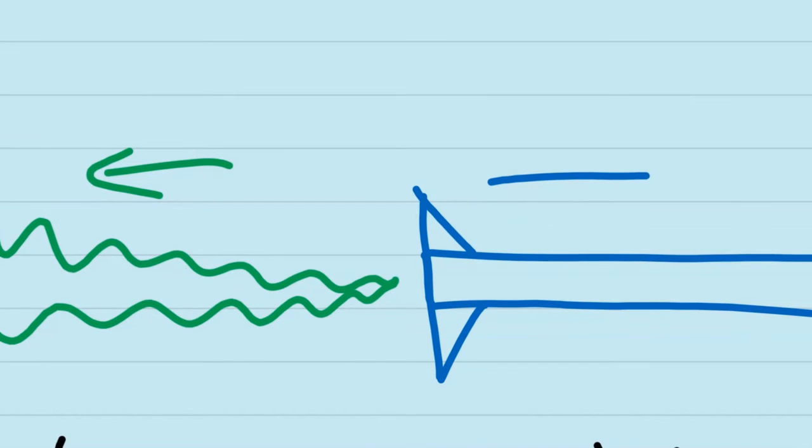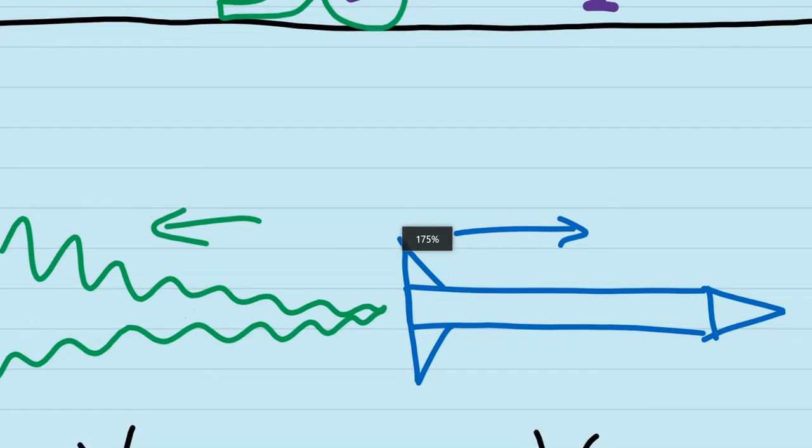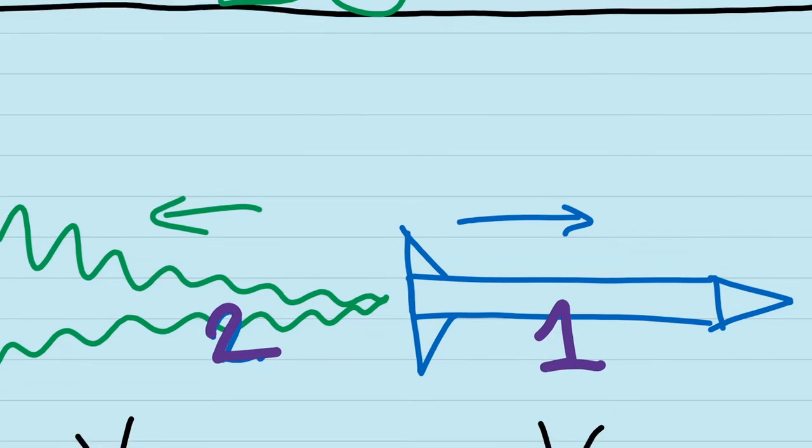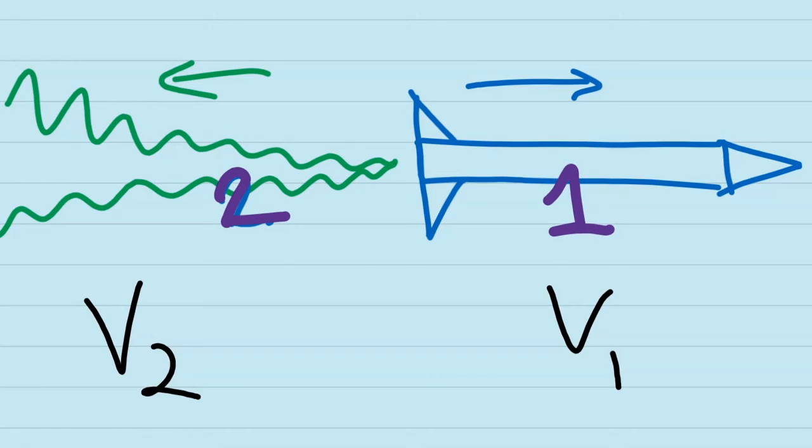Well, we might also have a rocket. Oh, I didn't finish my arrow here. We might also have a rocket. The exhaust gases are going to be going backwards from the rocket, or away from the rocket. Let's get the whole thing here. So we're going to say this is object 2. Let me get my purple. Okay, object 2, and the rocket is going to be object 1. All right, which means the velocity 2 is going to be our negative value, and our velocity 1 is positive.